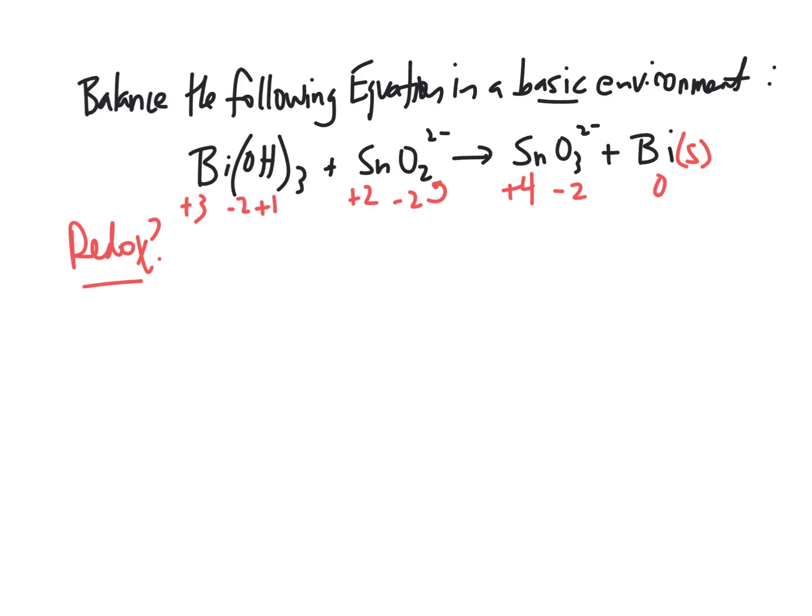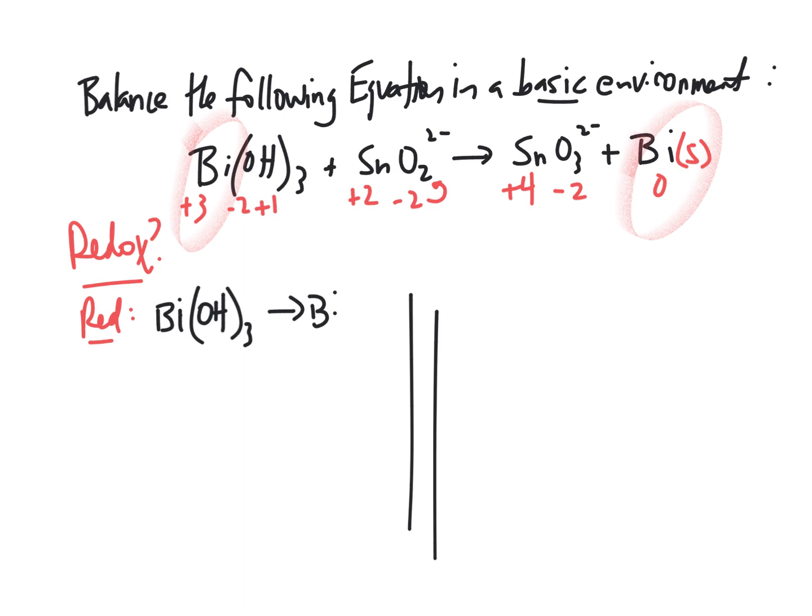And so if we look at where the changes are, boom, bismuth goes from a +3 to a 0, which means that is the reduction half, right? Because reduction is a decrease in oxidation number, so we're going to write those species involved there for the bismuth half. Then on the other side of the coin, we are going to find out where the oxidation half is.